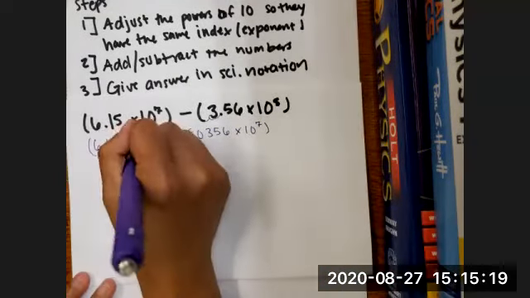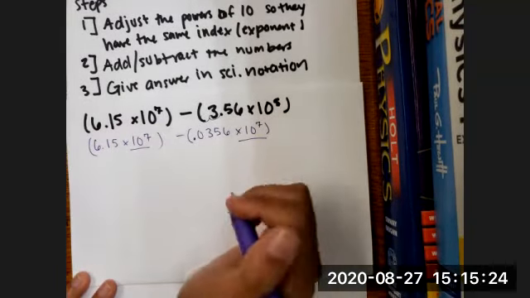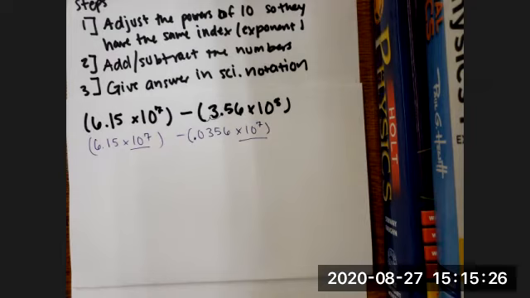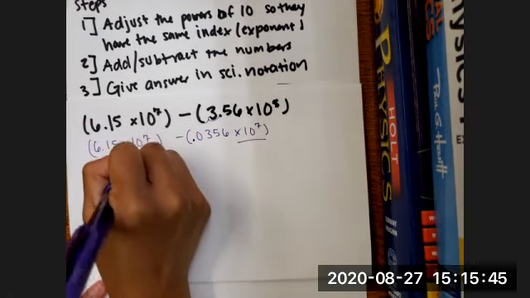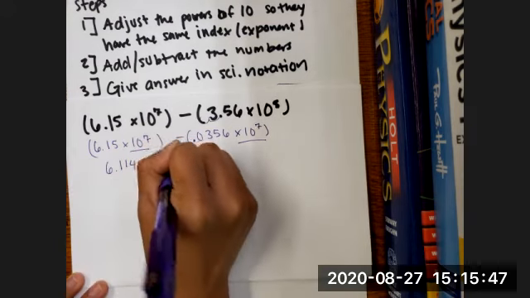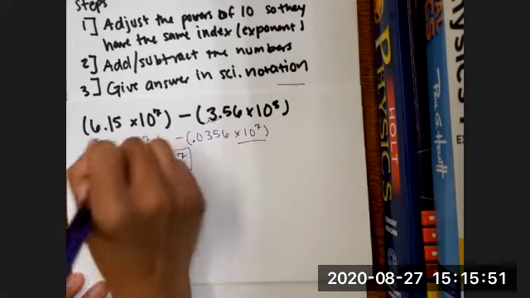So now that my exponents are the same, what I'm going to do is subtract. Let me pull up a calculator because that one I can't do in my head as fast as the easier ones. So 6.15 minus 0.0356. This one is going to be 6.1144 times 10 to the 7th power. And that's my answer for that one.